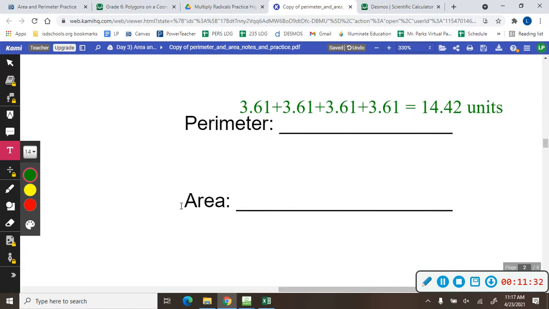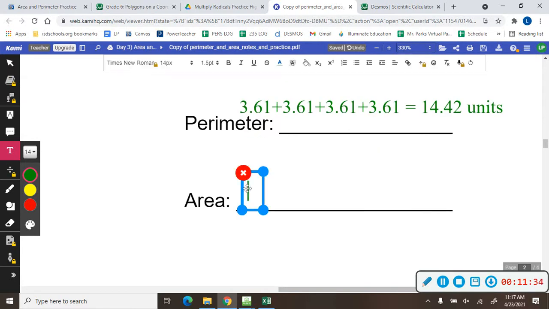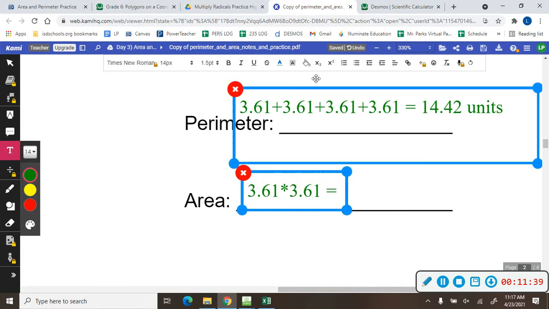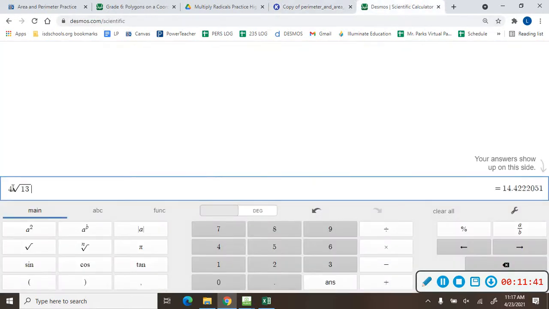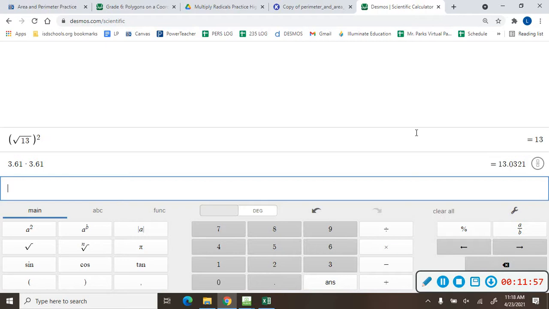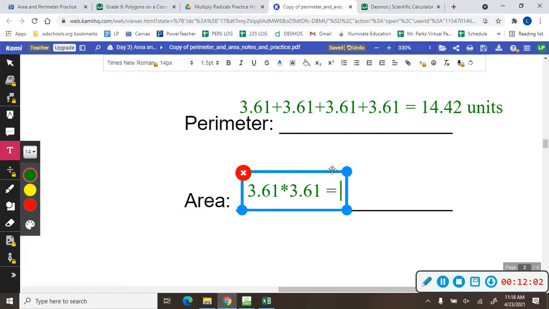And then the area of a square, you just take length times width. So it'd be 3.61 times 3.61. Or you can leave it as square root of 13 squared, which is just 13. If you type in 3.61 times 3.61, you get a little bit over 13 because of rounding, but it's really 13. So I'd say the area is 13 square units.